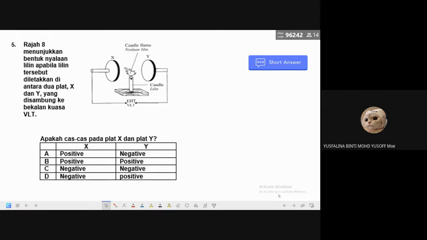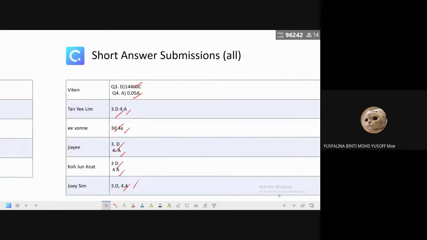Alright, so we start our class now. Actually, this one is a continuation from the previous, right? The previous 3.1 exercise. I already discussed this one.